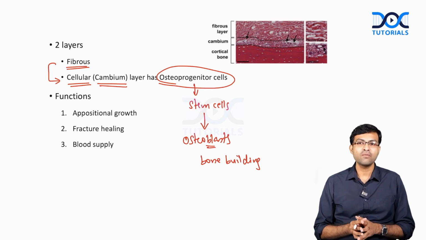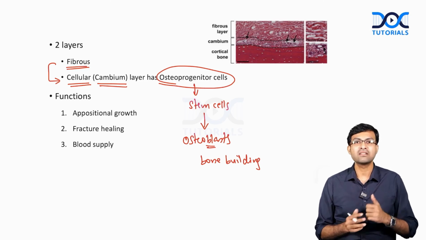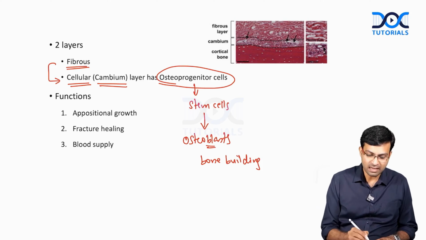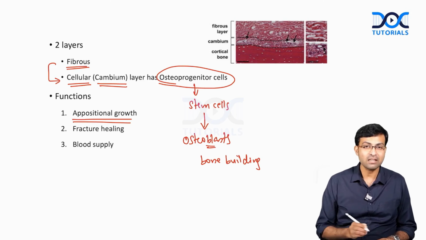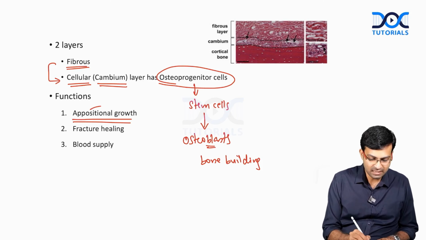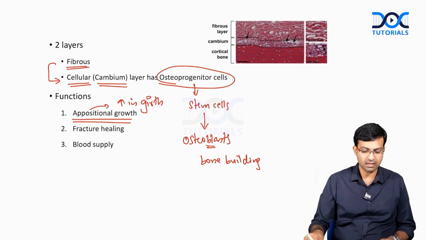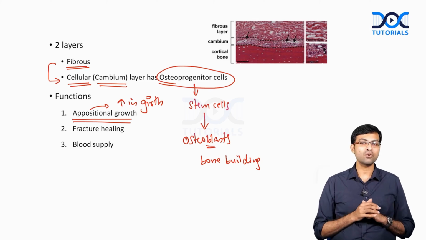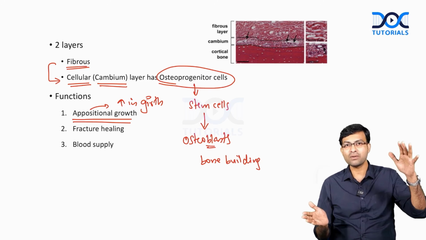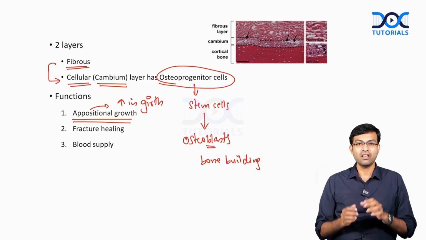Okay. Now with that basis, what could be the functions of periosteum? Obviously in appositional growth. What is appositional growth? It is increase in girth. We talked about linear growth. Linear growth is contributed by your physis.